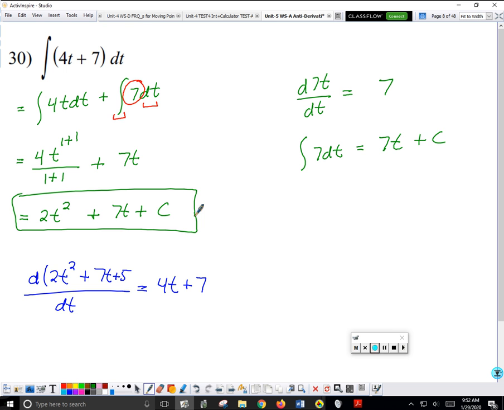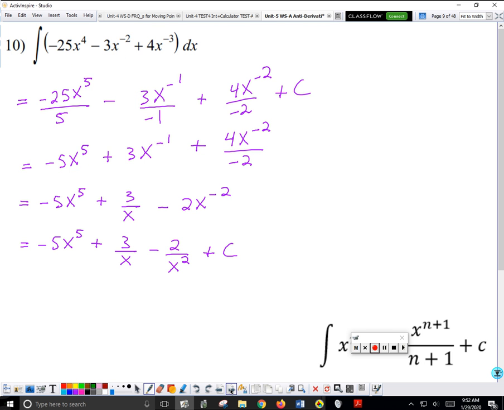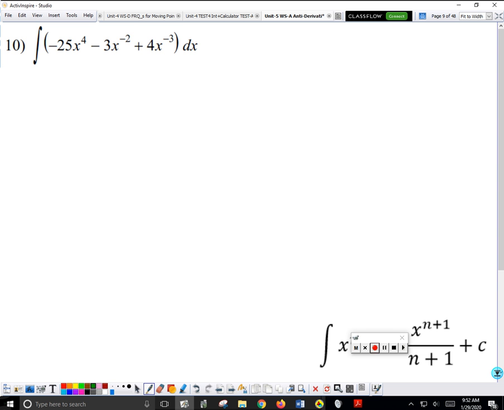Next thing. Go to number 10. Write that down, please. Go. Write down number 10.